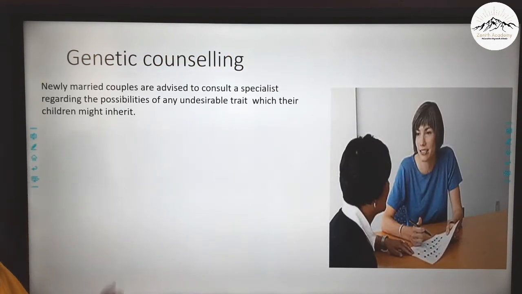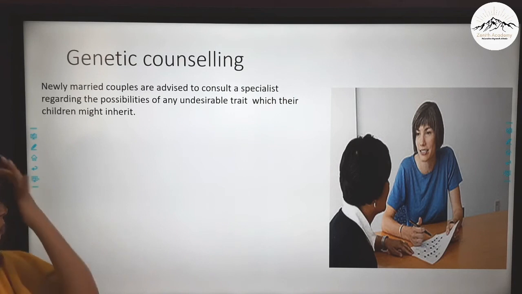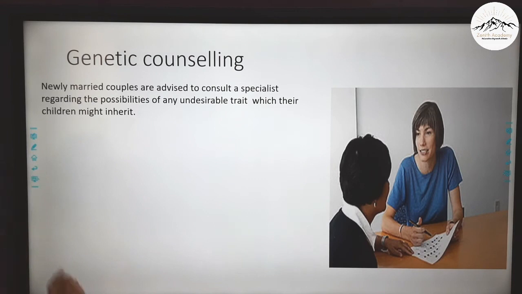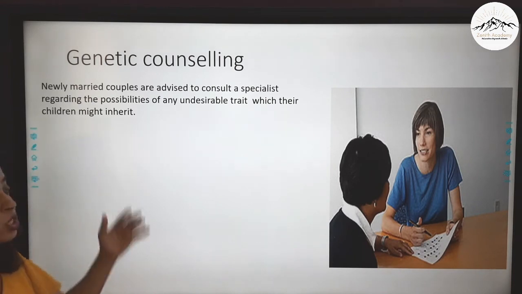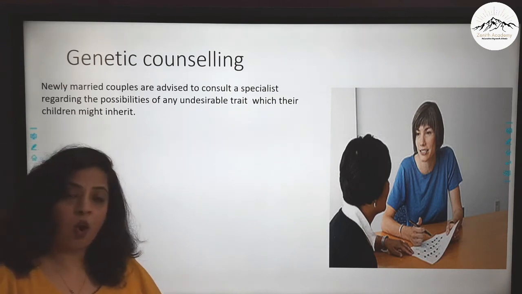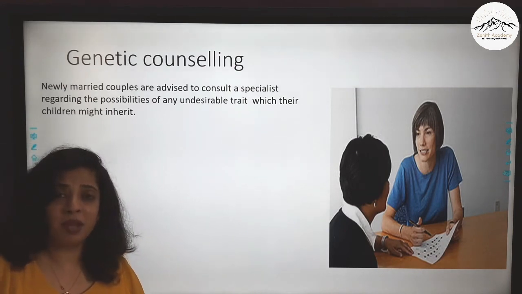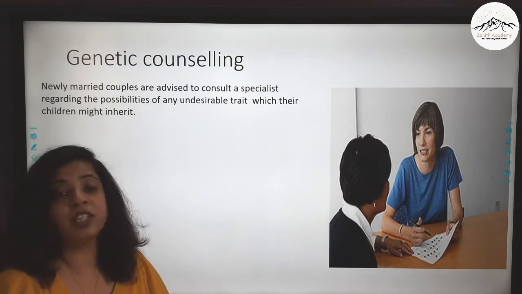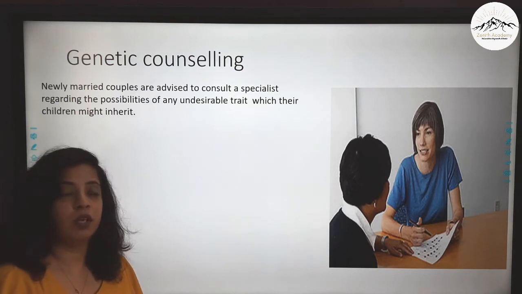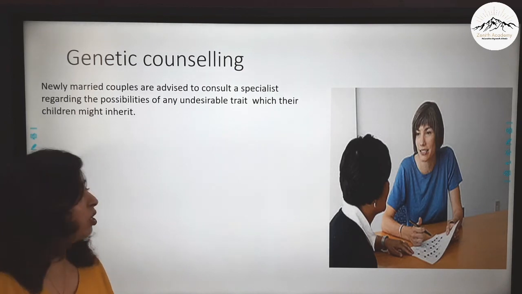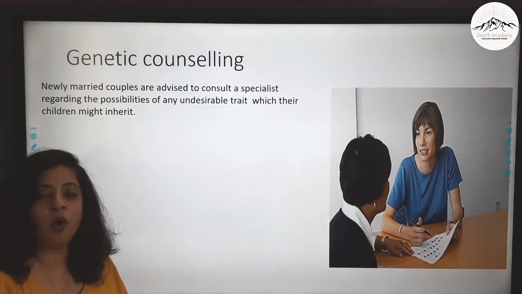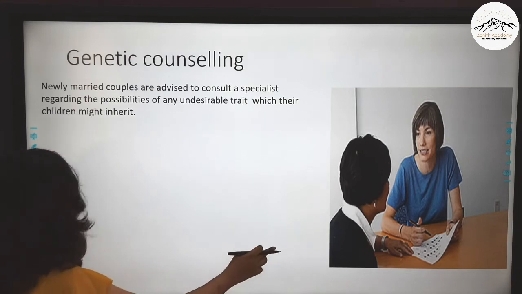Next is genetic counseling. Now children, what happens in genetic counseling is newly married couples are advised by their doctors or specialists regarding the possibilities of any undesirable trait which their children might inherit. So they or their forefathers might be having some trait which the children can inherit and which is dangerous for their lives, an unwanted, undesired trait. So what do these specialists do? They sit with the newly married couples and decide on the possibilities of inheriting such traits.